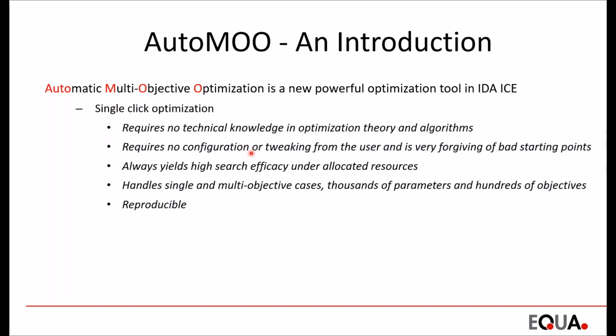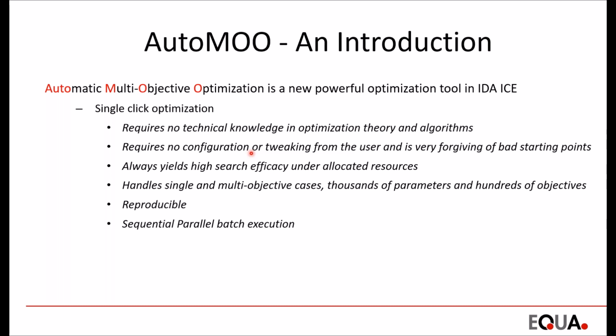Automo's results are also reproducible. So at any point in time, if you wish to rerun the same optimization case using the same parameters and objective functions, you'll always yield the same search path and the same optimum result. And this is very important for consultancy work, to be able to reprove your work.